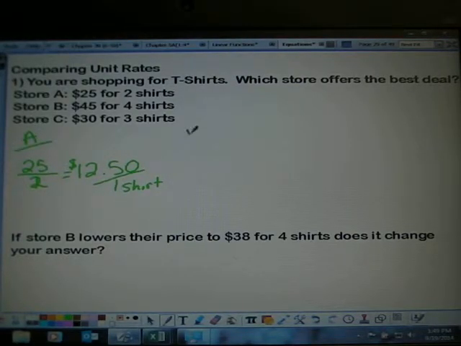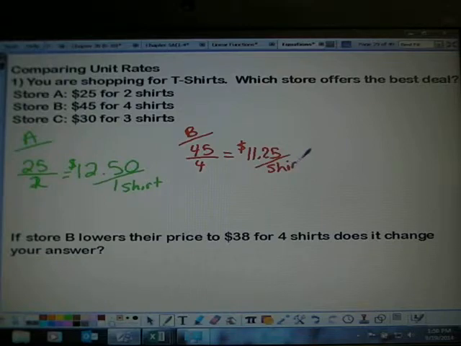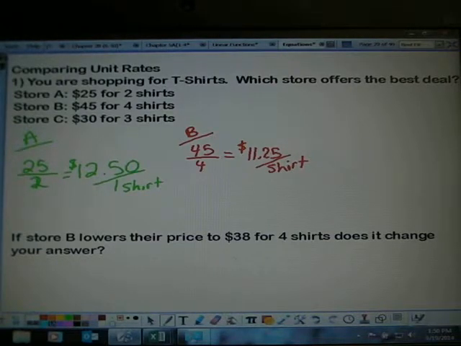So let's look at store B. Store B would be $45 for 4 shirts. So we're going to divide those numbers. You can use a calculator. And you get $11.25 for every 1 shirt. Per shirt, every 1 shirt. And then store C, we have $30 for 3 shirts. And that gives us 10, so $10 per shirt. So which store offers the best deal? The best deal is store C. It only costs $10 per shirt versus $11.25 or $12.50.